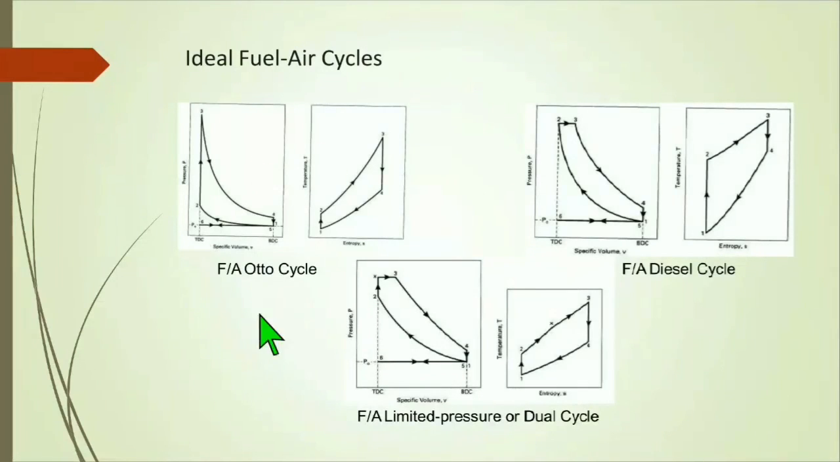There are three types of cycle. First one is the fuel air Otto cycle. Next one, fuel air diesel cycle, and this one, fuel air limited pressure or dual cycle. And for every cycle there are two different graphs. First one is pressure versus specific volume graph, and next one is temperature versus enthalpy graph. So for every cycle there are two types of graph.